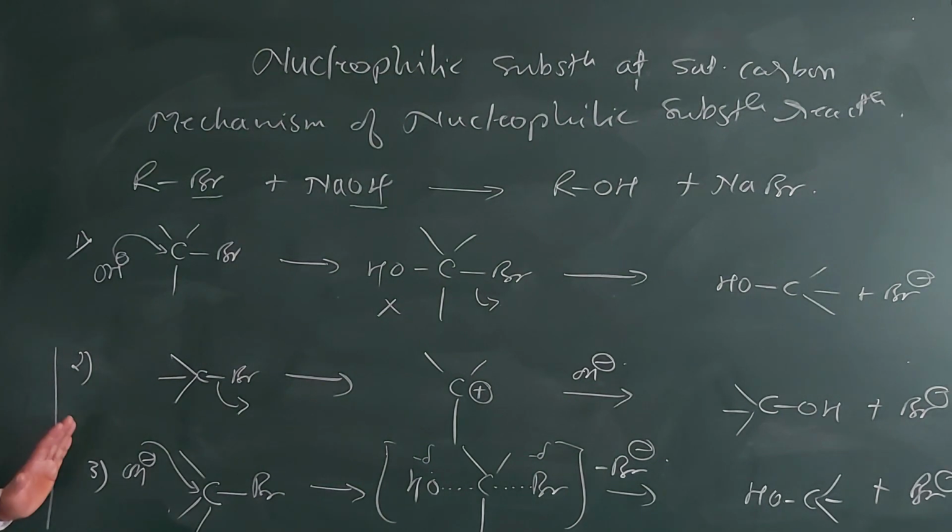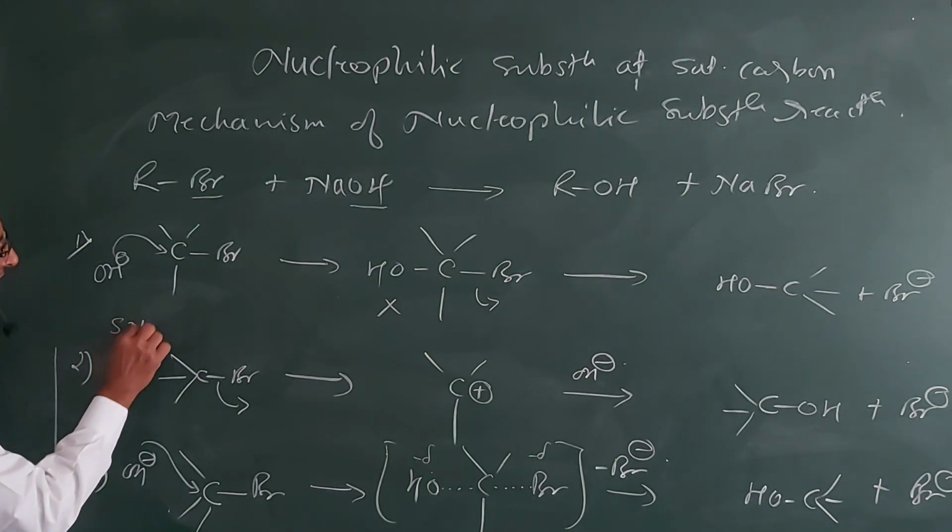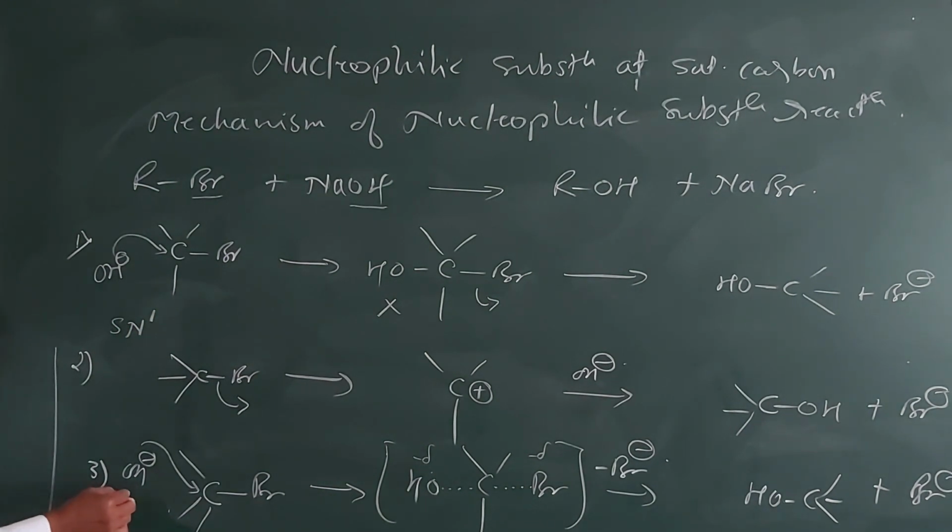Depending on this type of mechanism, path 2 is termed the SN1 mechanism, and the third path is termed the SN2 mechanism.